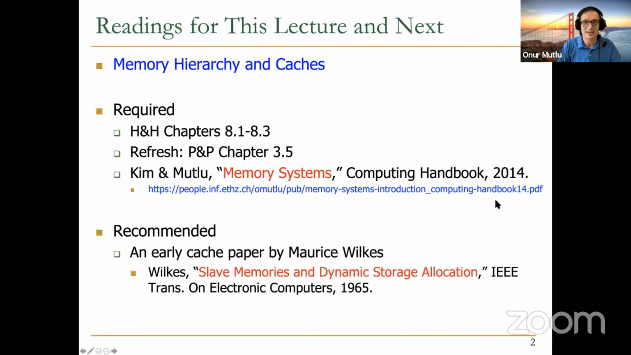Okay, so these are the readings. I added one more reading. This is a book chapter that we had written with one of my PhD students a while back on memory systems. And it's very accessible, in my opinion, on the topics that we're going to cover on memory hierarchy and caches. So I'd recommend people to read it. It should be very easy reading, actually. I'm going to show you examples from that reading. I'm going to reuse some figures for this lecture. But the other readings stay the same. We're going to talk about Maurice Wilkes' seminal paper on cache memories in this lecture.